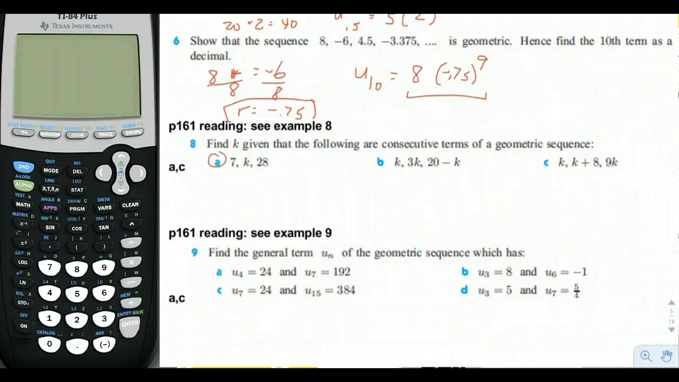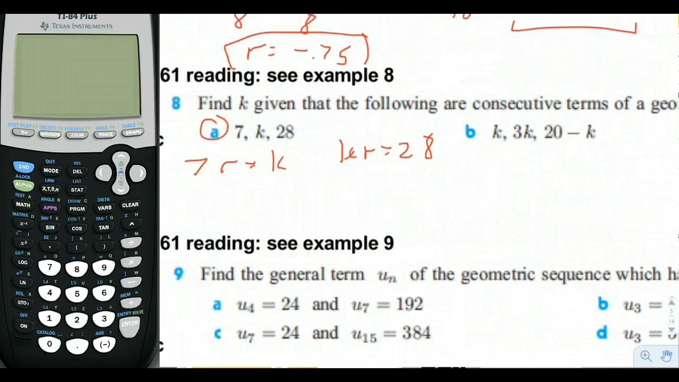Let's see, 8. We're going to do A and C. Find K given that the following are consecutive terms of a geometric sequence. So we know that 7 times R is equal to K, and we know that K times R is equal to 28. So we could combine these equations, because we have 2 equations and 2 unknowns. R is equal to 28 divided by K. So 7 times 28 divided by K is equal to K.